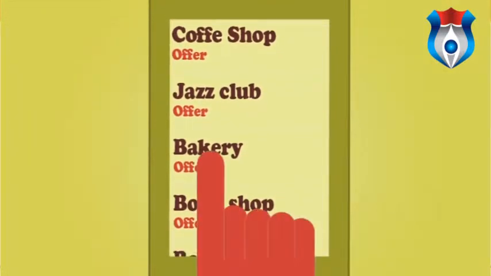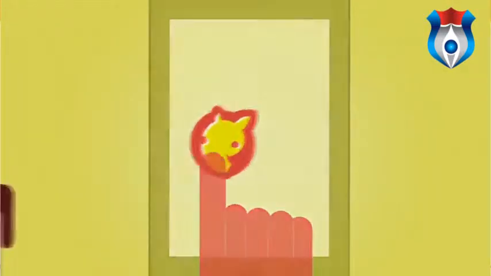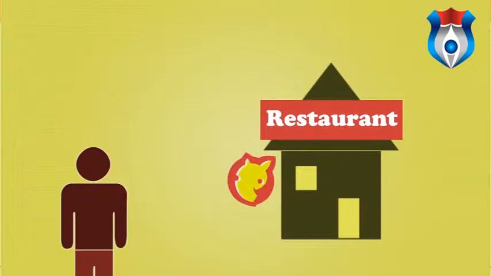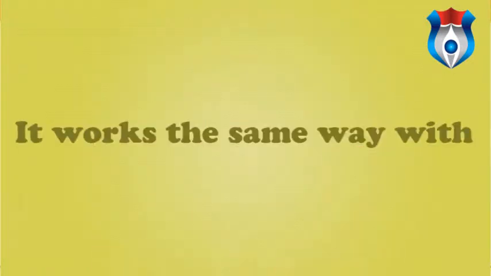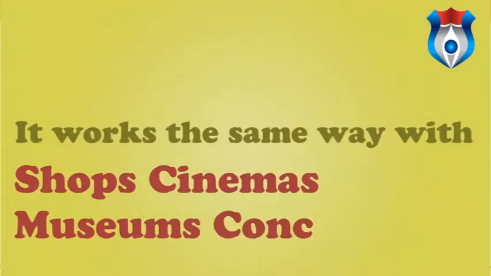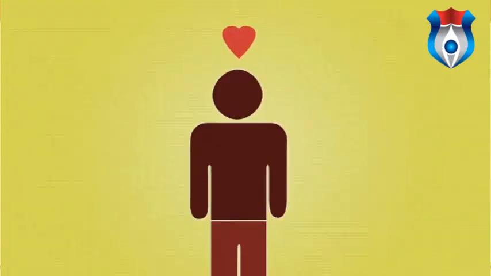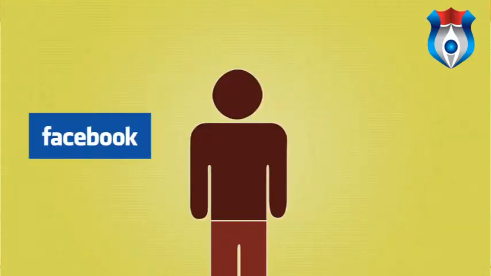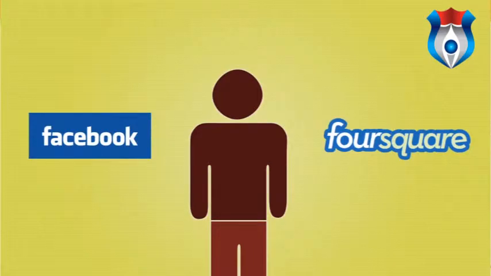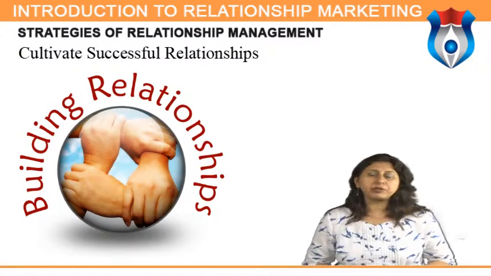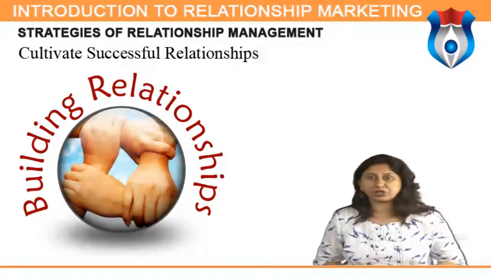Choose the offer you like and tap the screen. In the restaurant, just show your code and your lunch is ready. It works the same way with shops, cinemas, museums, and concerts. And when you like the offer, you can just use Facebook or Foursquare to tell your friends, so you can enjoy it.